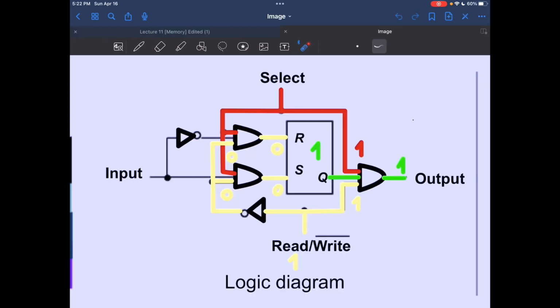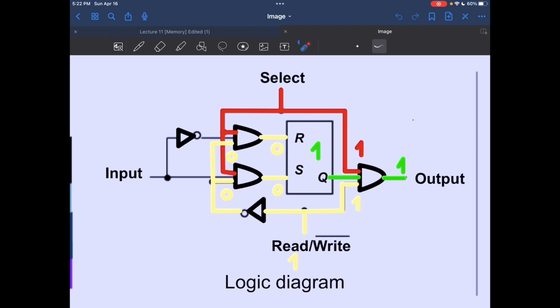Example of read operation. Suppose we have 1 bit stored in the flip-flop. We want to read it. For this, we need to select this binary cell. If we select the binary cell, it contains 1 and traverse to this point and also this point.